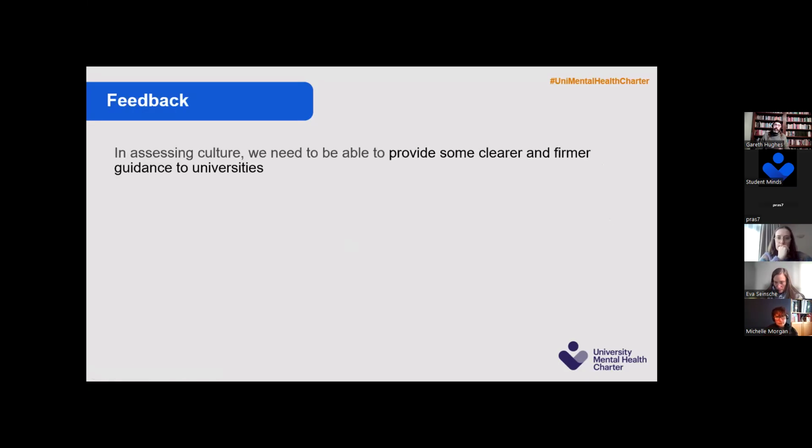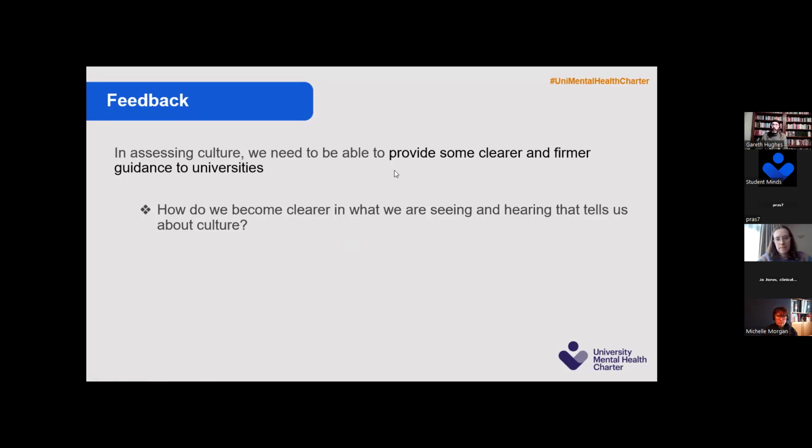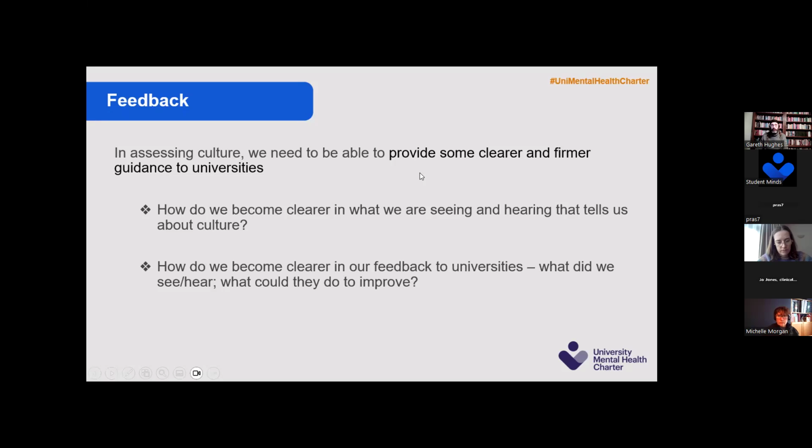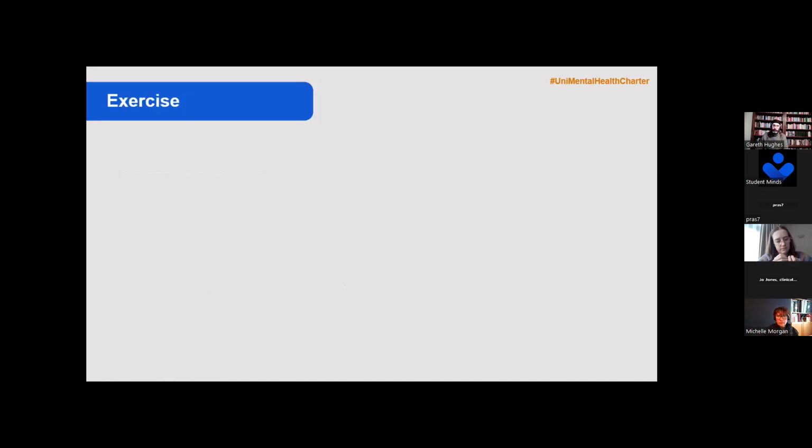So when we're actually assessing the culture, it's really great that we're picking up on it, and it's really important that we're picking up on it. But we need to think clearly about what it is we're seeing, hearing, assessing, and how we give some clearer guidance back to universities about that culture, about that thing that we're seeing. What is it that we're actually telling them about? So I guess our questions that come out of that are: how do we become clear in what we're seeing and hearing that tells us about culture? And how do we feed that back more clearly to universities and what they could do to improve?